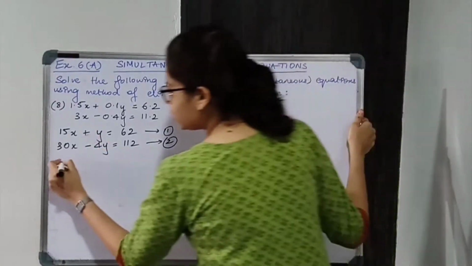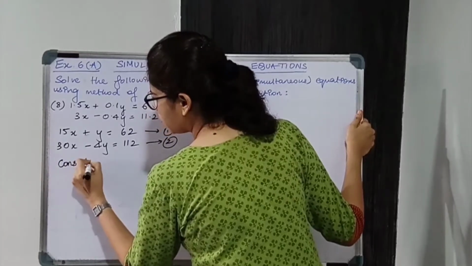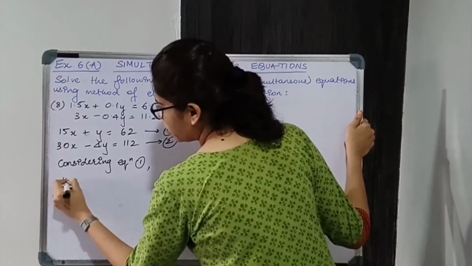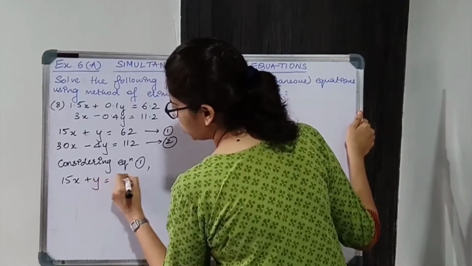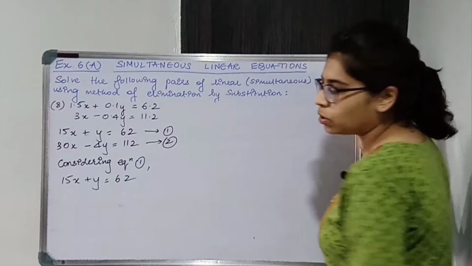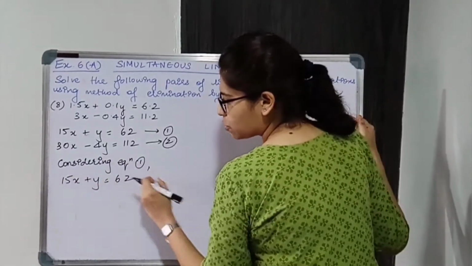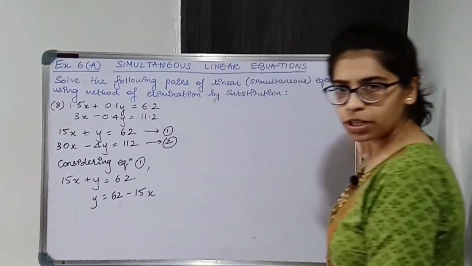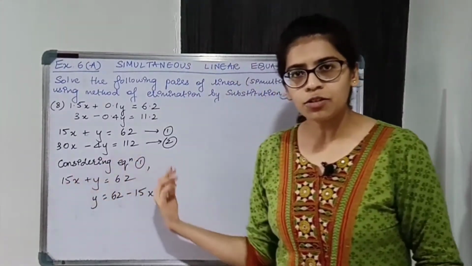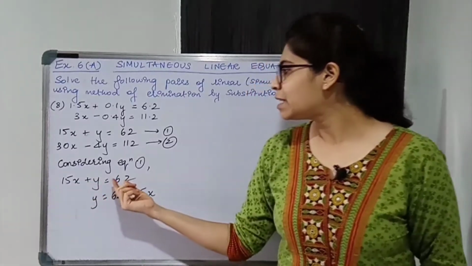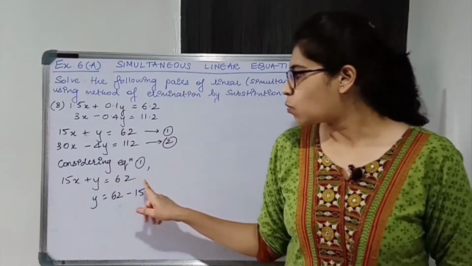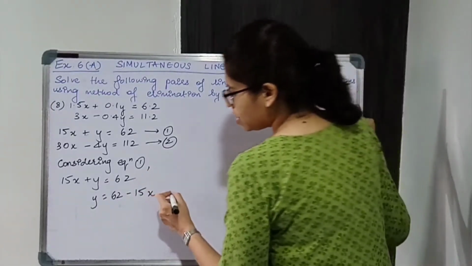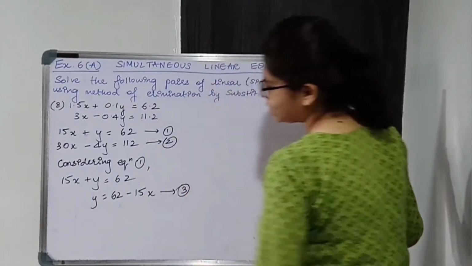So considering equation 1, it is 15x plus y is equal to 62. Now what we'll do? Keep y as it is, shift 15x, so y is equal to 62 minus 15x. Okay, you can also express x in terms of y. Okay, so it will become x is equal to 62 minus y by 15. Okay, so you can do it that way also, but this is easier. Let's number this as 3.